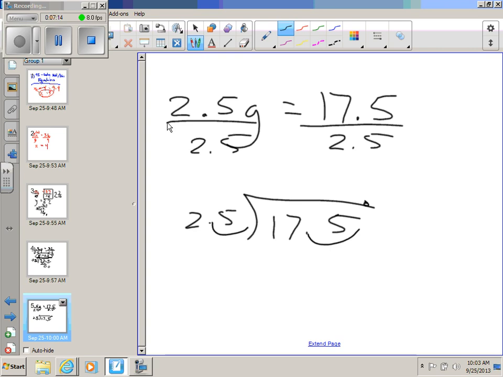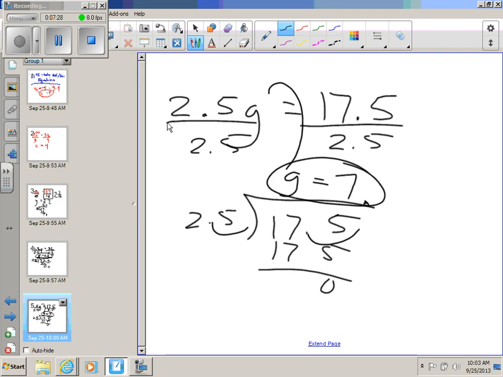25 into 175. Okay, I just said to Trinity, how many quarters would you fit into $1.75? And she said 7. And that gives us 175. g equals 7. Plug it in. Can you estimate even to determine if you're close enough? Sure. 7 times 2 is 14. 7 times 3 would be 21. Somewhere in the middle of 14 and 21 will give you what you're looking for.